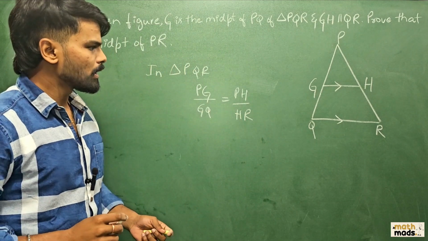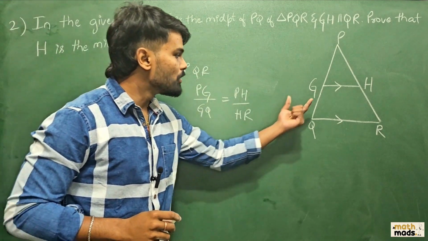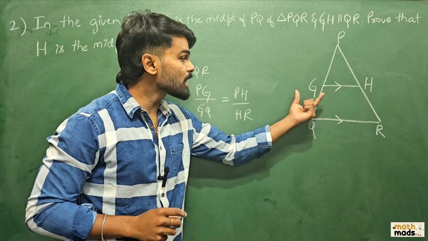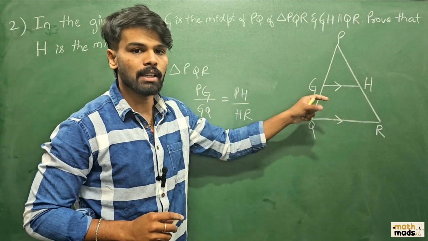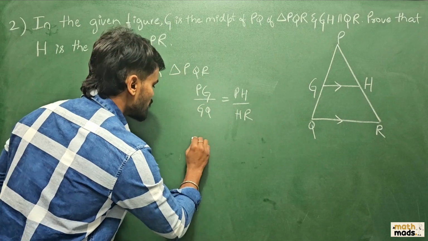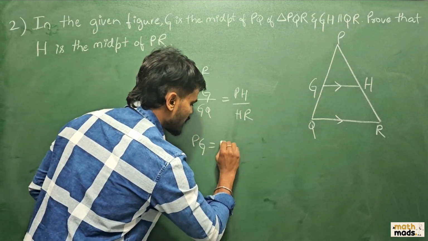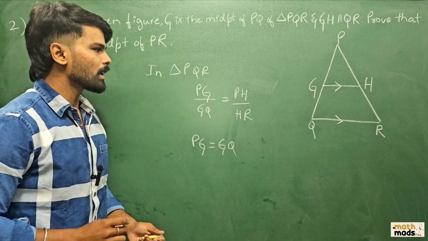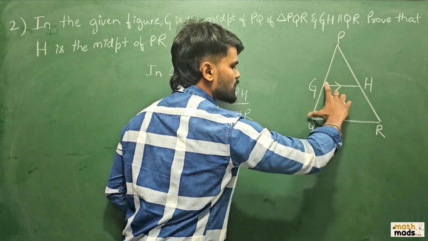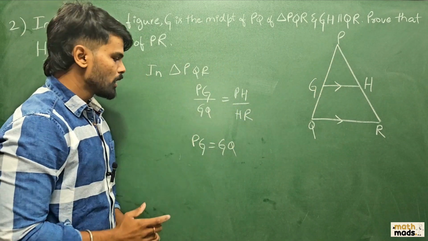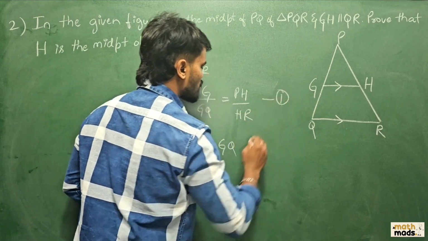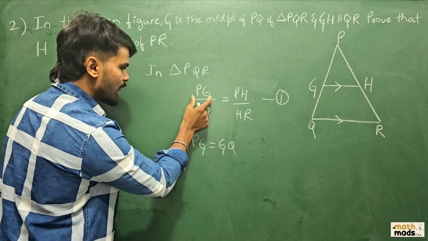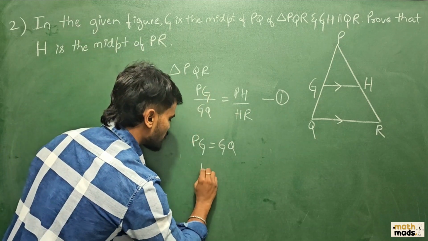Correct? But what extra information do we have here? We know that G is the midpoint. What is the responsibility of midpoint here? It divides the whole line into two equal parts, which means that PG is equal to GQ. Correct? Two equal parts. PG is one part, GQ is one part. Both of them are equal. Now let's substitute the same thing in the first equation here. So what will the first equation become? Write PG or GQ as the other one.